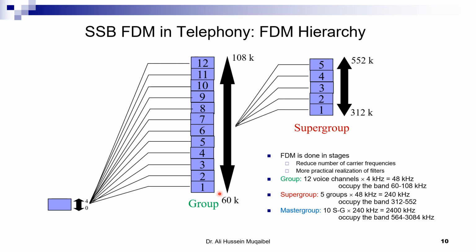Remember, if you use double sideband, the bandwidth requirement will be much more than this. It will be about 96K. So to avoid this, they use single sideband. And then they use every one group of these, every 12, to create another supergroup out of 5 different groups. So you will see single sideband in telephony in this kind of standard. And of course, you can continue from supergroup to master group. I'm leaving the details here for you to enjoy reading.